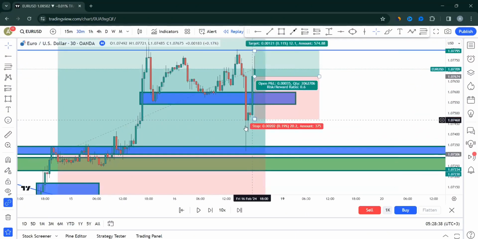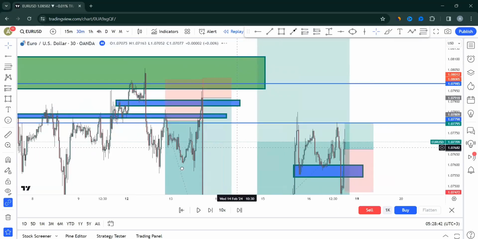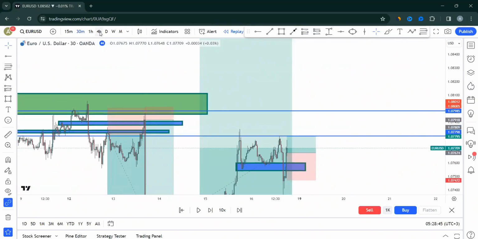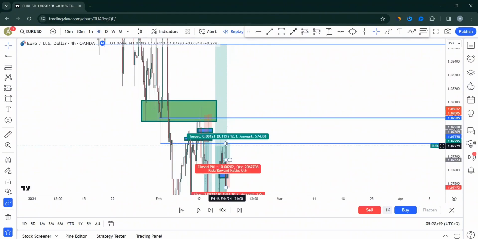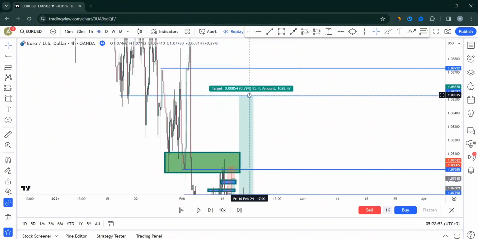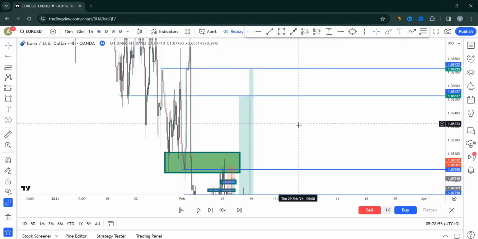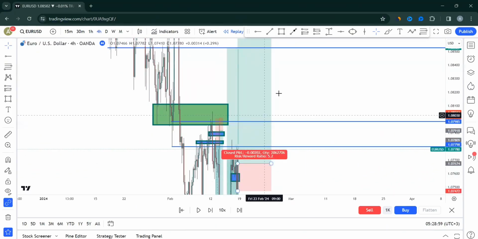So the market may want to come and test this area. Now I can get my target. It can be the same target. Let's just go back to H4. It can be the same target, right? This one here. Or you can say, I want to use a different target, which is this one here. It's up to you, right? So it's what we want.